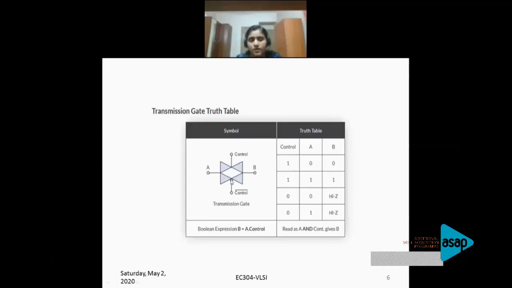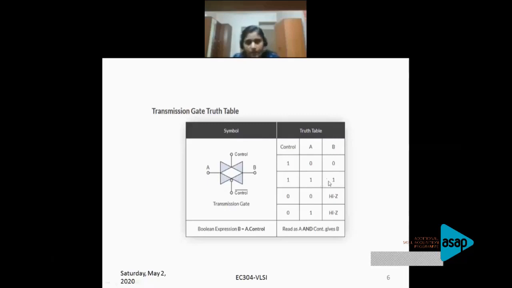When control is 1, this NMOS is on and the PMOS is also on. If I give A as 0, then through the NMOS it will show in the output, so output B will be 0. Similarly, if control is 1, control bar is 0, so both the transistors are on. If I give A as 1, then that 1 will appear through the PMOS as output at B. That's what the truth table is about.